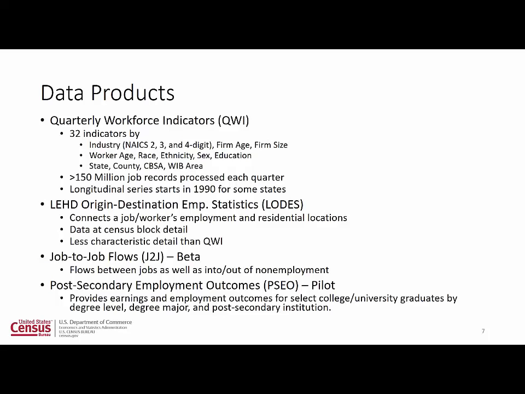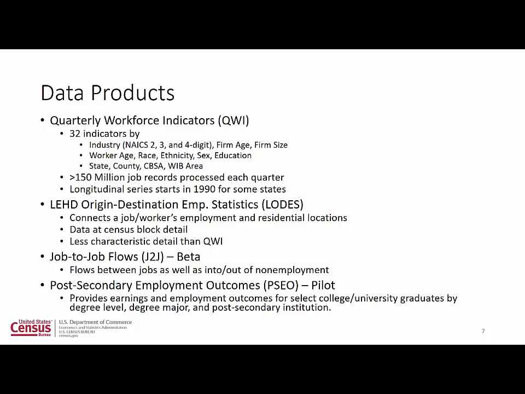So the first is quarterly workforce indicators. This is a data product that includes 32 indicators on the workforce. It includes things like employment, hirings, separations, turnovers, that kind of thing. It covers about 150 million job records or more that are processed each quarter. And for some states, the data series starts in 1990. Although for other states, the data series is much shorter because that was the available history that we were able to access.